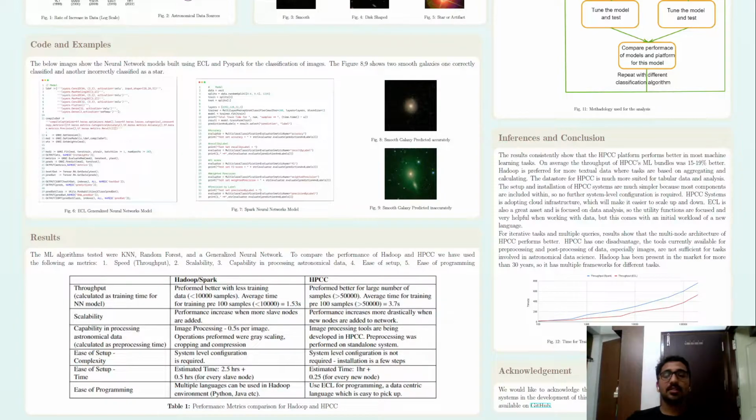Some disadvantages of HPCC where it can be improved are an increase in the number and type of machine learning algorithms supported and its documentation, as well as including other types of data processing in HPCC such as image and digital signal processing.